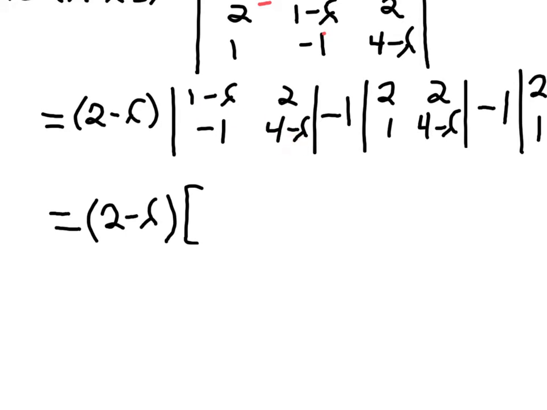Okay, and I am going to go ahead and multiply that out just so this video isn't 2 hours long. So I'm going to FOIL. Imagine we're foiling 1 minus lambda times 4 minus lambda. So first I have 1 times 4, so that's 4. Outside I have 1 times negative lambda, so I have negative lambda. Inside I'd have negative lambda times 4, so that's minus 4 lambda. And then last, I'd have negative lambda times negative lambda, so that's positive lambda squared.